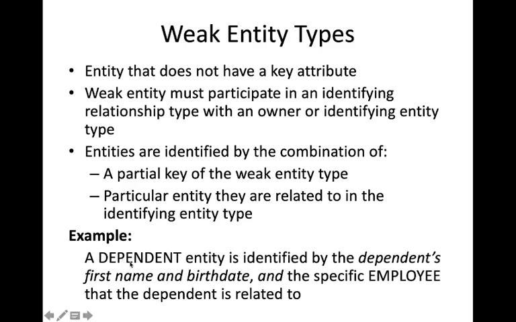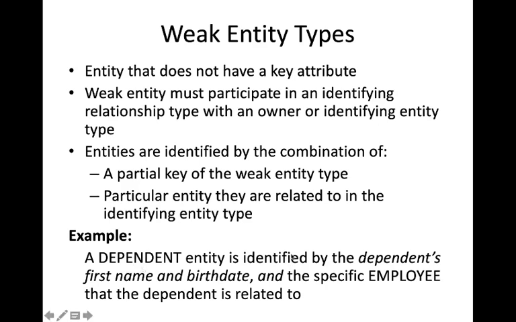In the previous company database example, we have already seen that dependent is an entity type. The dependent entity is a weak entity type because it does not have a key on its own. There is no unique key attribute or unique value that can be used to identify it. It does not have a key of its own.